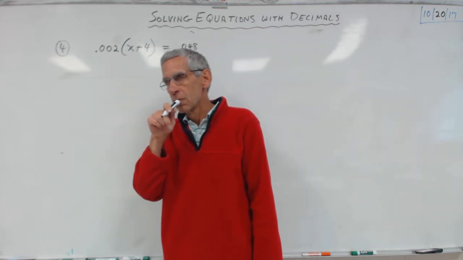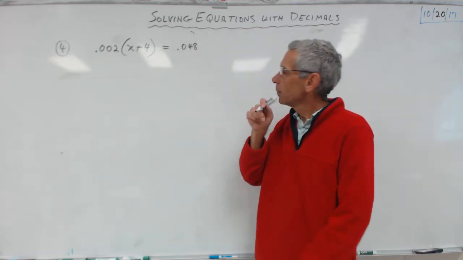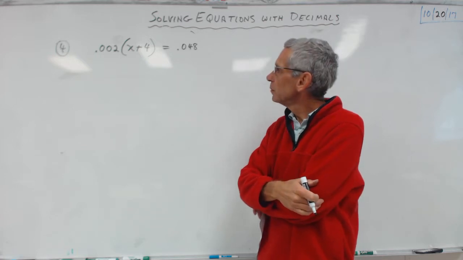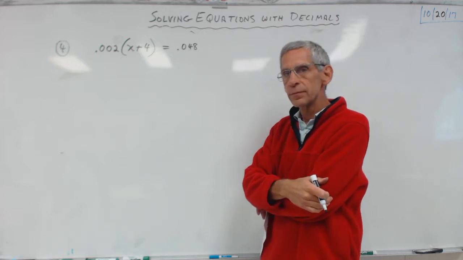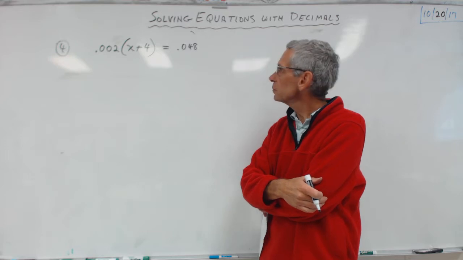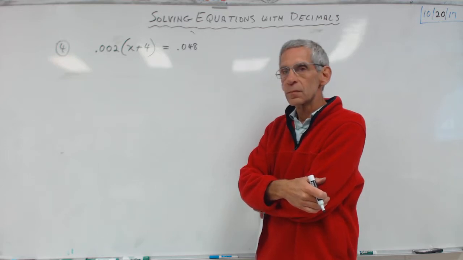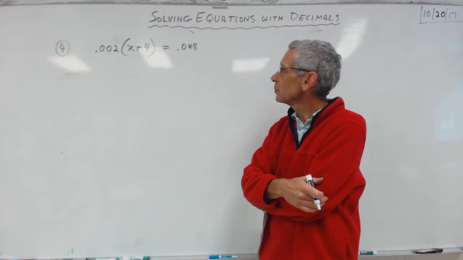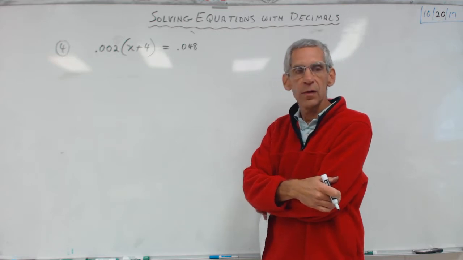I would first multiply by 1,000. Yeah, and then you would just get 2x plus 8 equals 48. Okay, all right, what would you do?